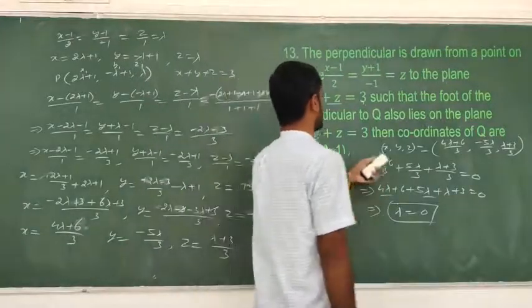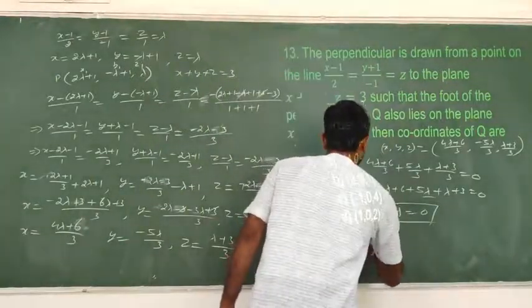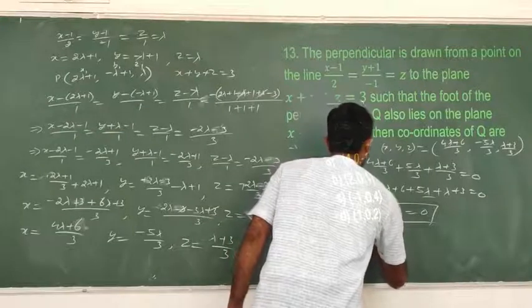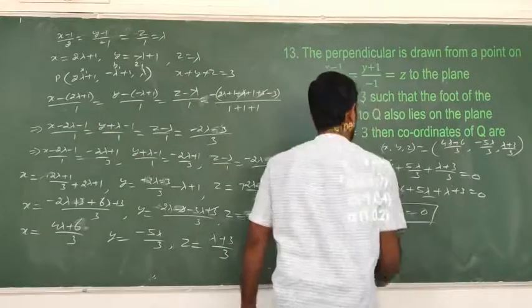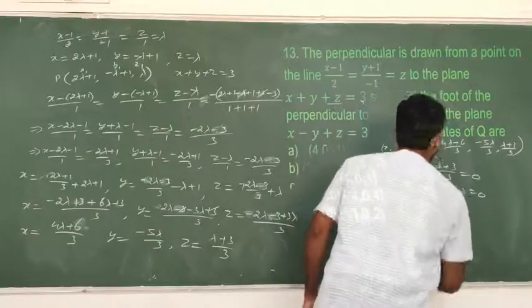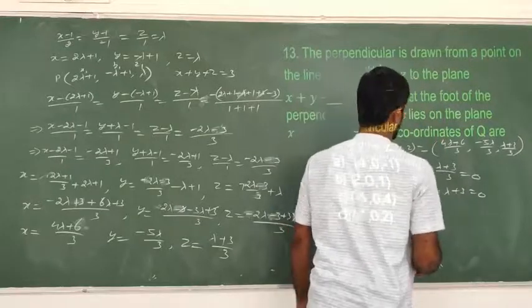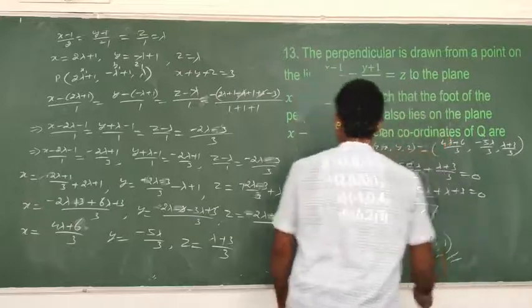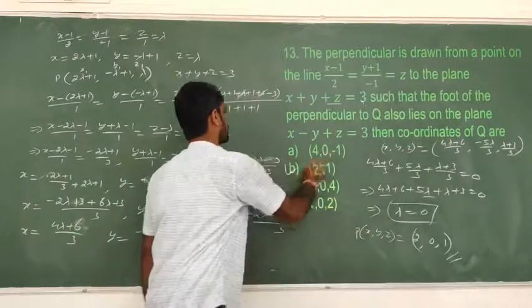Substituting lambda is equal to 0, the coordinates of the point P of x comma y comma z is equal to 6 by 3, which is nothing but 2, 0, this is 0 comma, and this one is 3 by 3, that is nothing but 1. Therefore 2 comma 0 comma 1, option B is the right answer.